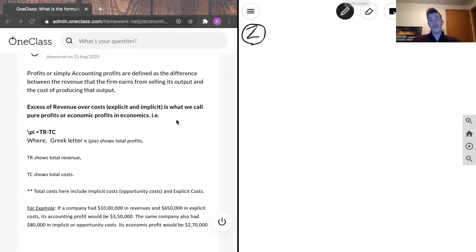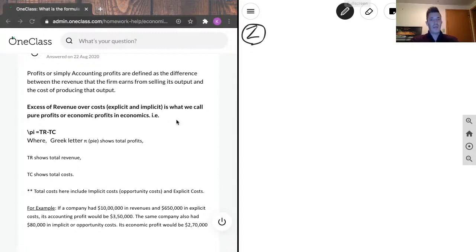I think they try to use pi to denote profits here, which is pretty standard in economics. So they've written that pi equals total revenue minus total cost, where TR shows the total revenue, TC shows the total cost. And total cost here would include implicit costs and explicit costs.